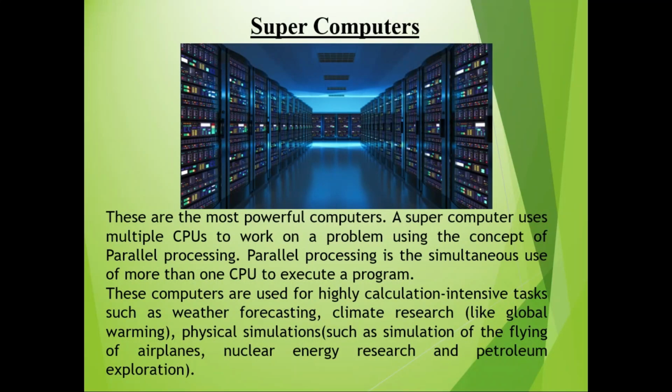As the word suggests, a supercomputer works like that also. A supercomputer uses multiple CPUs, that is central processing units, to work on a problem using the concept of parallel processing. Now what is parallel processing? Parallel processing is the simultaneous use of more than one CPU to execute a program. I'm repeating again: parallel processing is the simultaneous use of more than one CPU to execute a program.